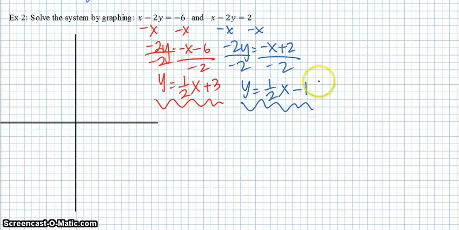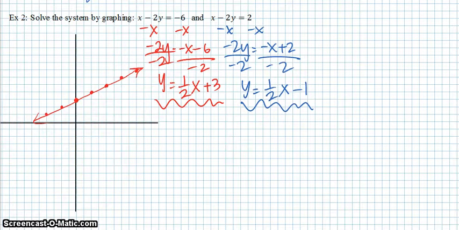So now I'm going to plot them. I'm going to plot the red one first, which is a y-intercept of 3. So I'm going to go up 3. And then rise 1 over 2. I'm actually going to do rise of a negative 1 and then run of a negative 2, so I can go both ways, so I can have as many points as possible. And I'm going to try to make a straight line. Okay.